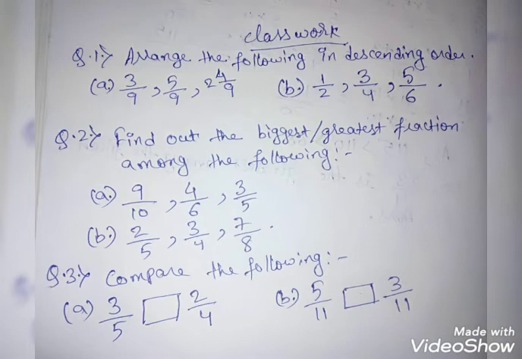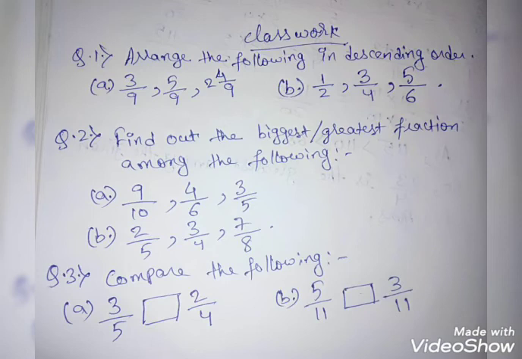Here are the questions. Question number 1. Arrange the following in descending order. Number A, 3 by 9, 5 by 9, 2 whole 4 by 9. Number B, 1 by 2, 3 by 4, 5 by 6. Question number 2. Find out the biggest or greatest fraction among the following. Number A, 9 by 10, 4 by 6, 3 by 5. Number B, 2 by 5, 3 by 4, 7 by 8.